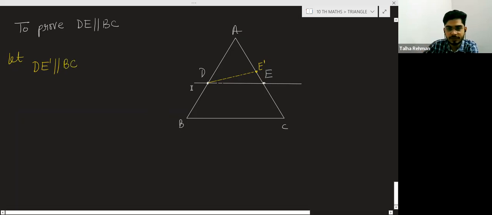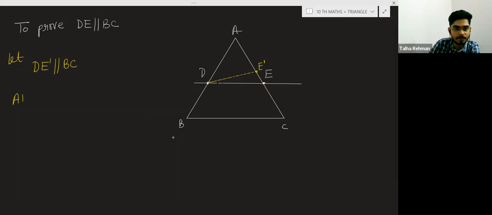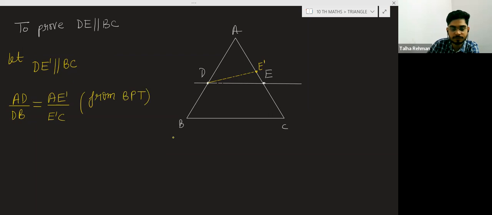So if this DE dash is parallel to BC, then you can say AD divided by DB is equal to AE dash divided by E dash C, from BPT, the basic proportionality theorem.